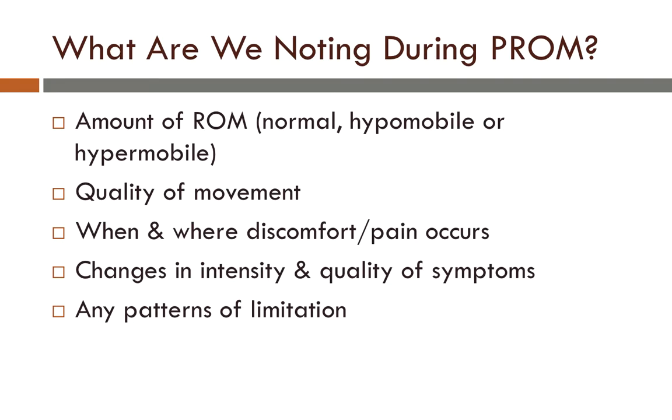So what are we noting during passive range of motion? The amount of range of motion, either normal, hypomobile, or hypermobile, the quality of movement, when and where discomfort or pain occurs, if there are any changes in intensity and the quality of symptoms, and if there are any patterns of limitation.